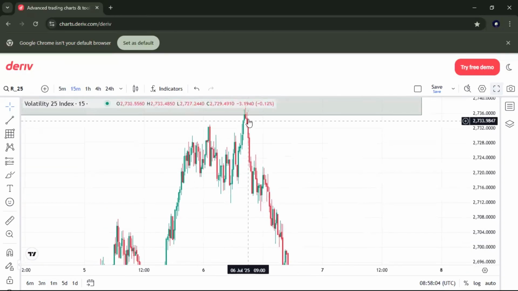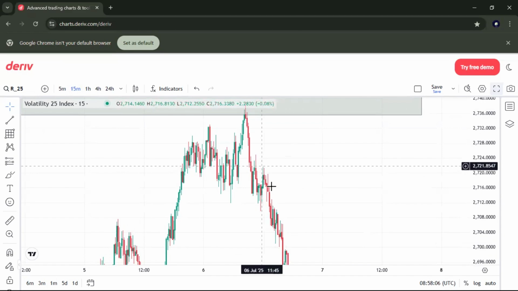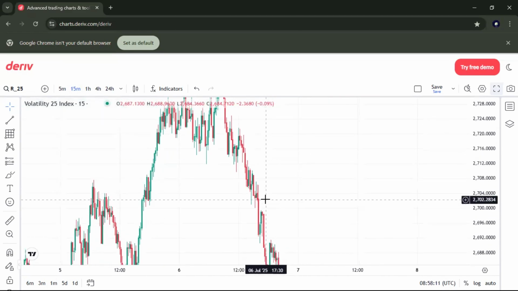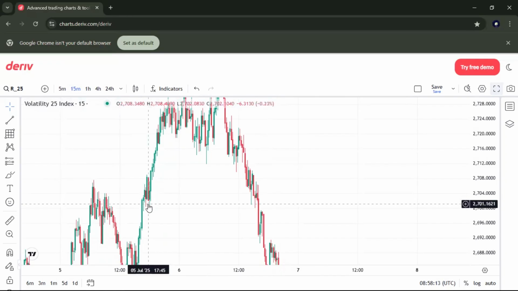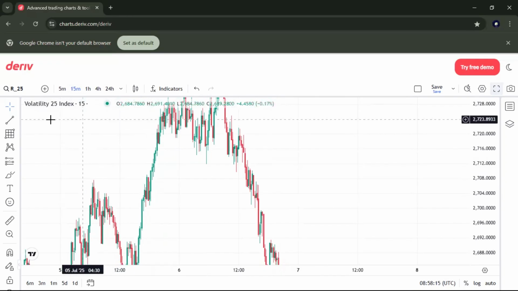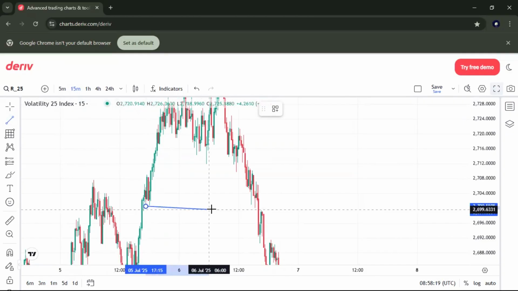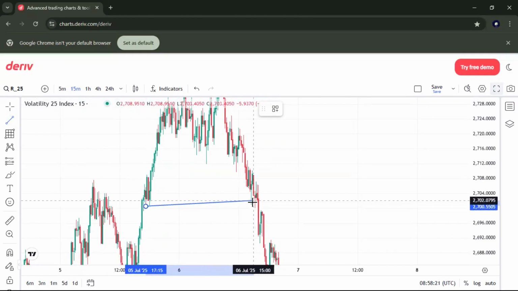After making a series of lower highs and lower lows, I caught this movement from here because this is a point of the smart money trap, where buyers will seem to start entering.